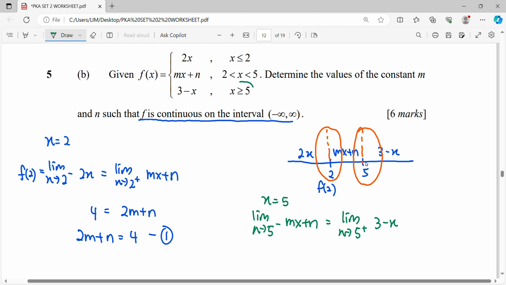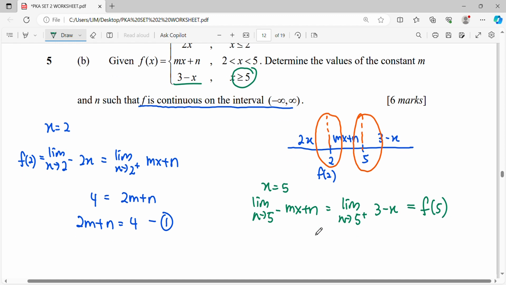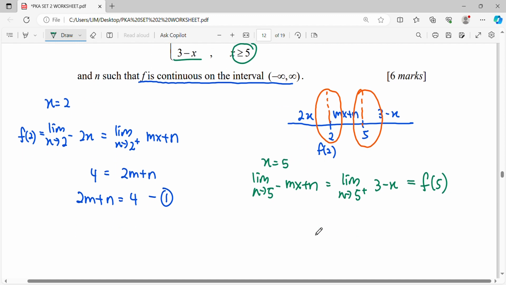As the point falls on 3 minus x, it will be equal to the point at 5. So this limit from the right hand side will be equal to the point at 5. Then we evaluate this limit, and we get 5m plus n equals negative 2. So this is our second simultaneous equation in order to solve this.